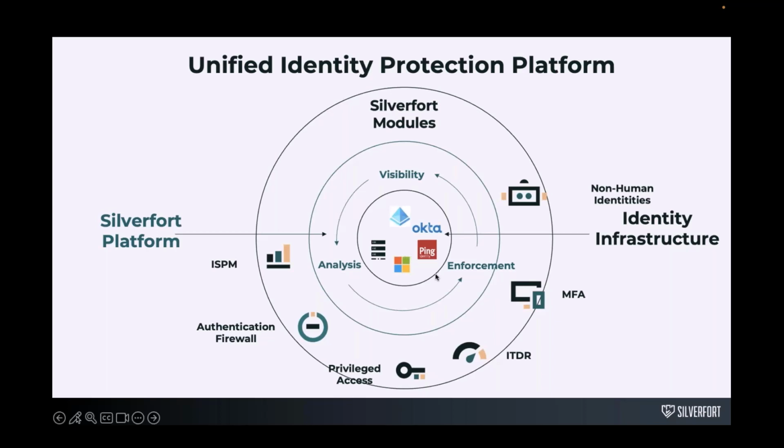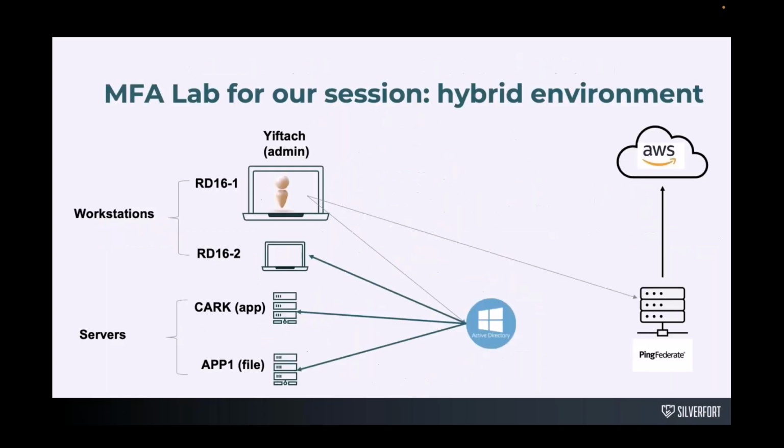And what I would really like to do now is show you how it looks. This is the lab that we'll use. Our environment here has 2 workstations, RD61 and RD62. It's me, I'm logged into this. We have 2 servers. We have an Active Directory, this is the on-prem environment, and we also have a PingFederate through which we access the portal of AWS.